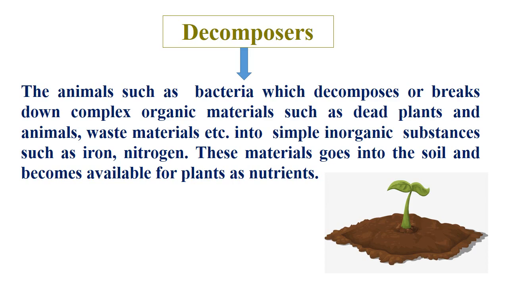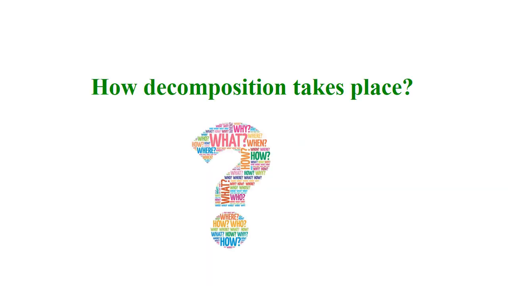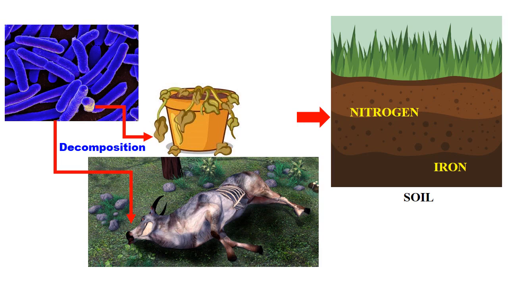So decomposers means those who break down, and the process by which they decompose these substances is called decomposition. So how does decomposition take place, let's see. Okay, here you can see bacteria, dead plants, dead animals. Bacteria, which are very microscopic organisms present in our environment, are decomposing or breaking down the dead plants and dead animals present in our environment.